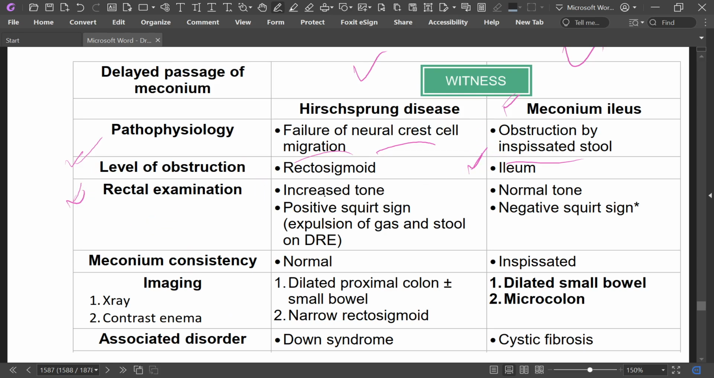On rectal examination in Hirschsprung disease, there is increased tone, a positive squat sign, and expulsion of gas and stool on digital rectal examination. In meconium ileus there is a normal to negative squat sign. Meconium consistency is normal in Hirschsprung disease, and in meconium ileus it is inspissated.